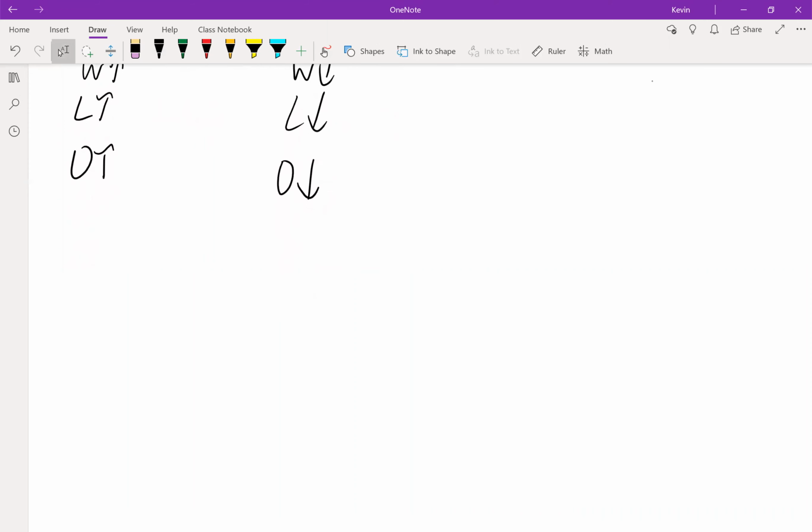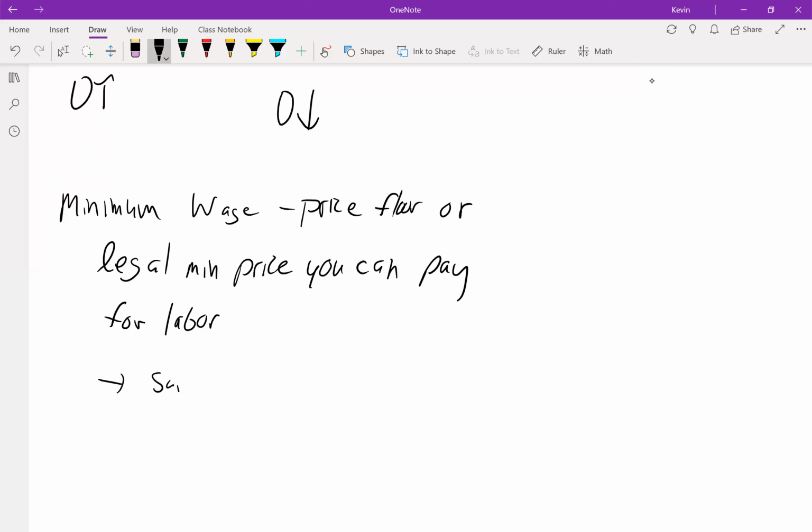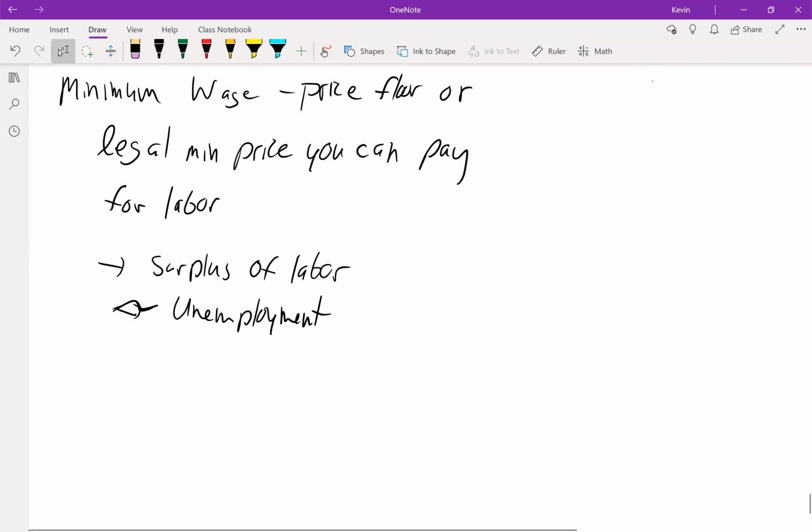And in the labor market, one of the regulations we ran into was the minimum wage, which again was a price floor, or the legal minimum price you can pay for labor. In the US, this was $7.25. What we're seeing with this is if you're going to hire somebody, you can't pay them less than $7.25 an hour. With minimum wage, what we saw was this led to a surplus of labor, which is correlated to unemployment. So the higher our minimum wage, the higher we expect our unemployment to be.